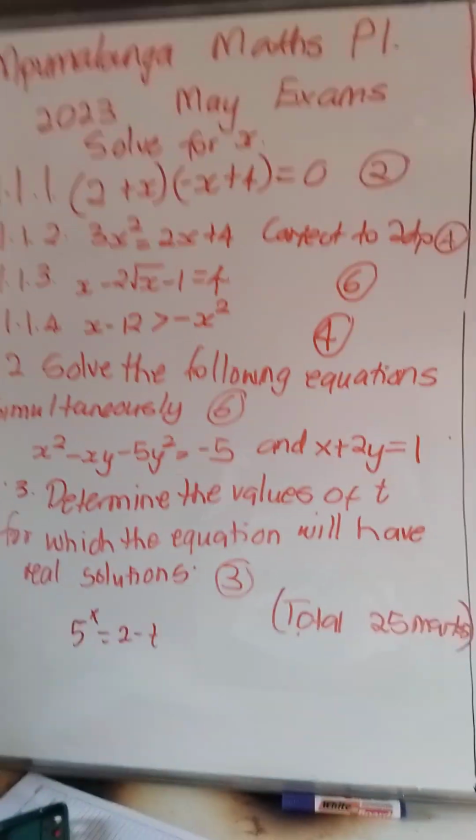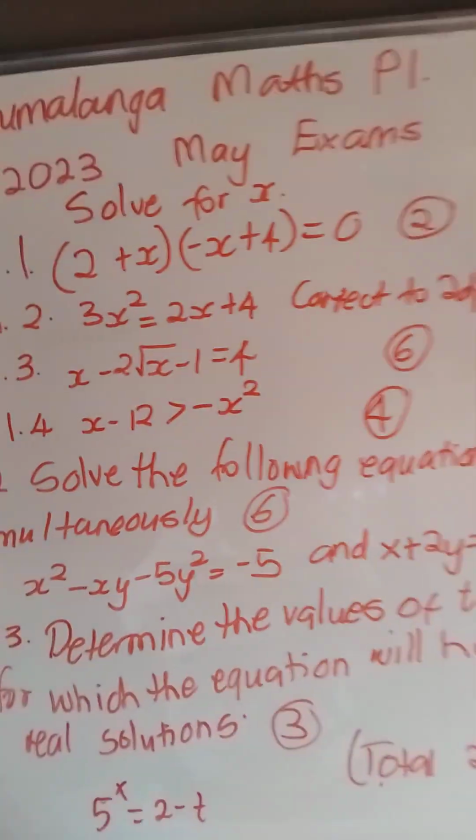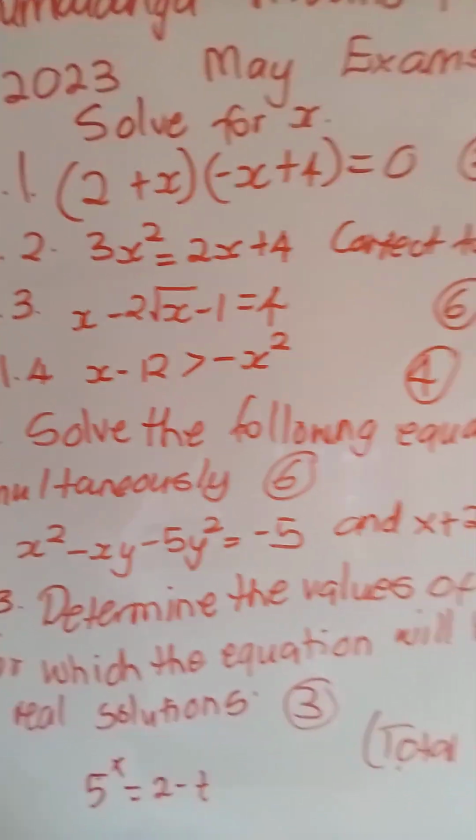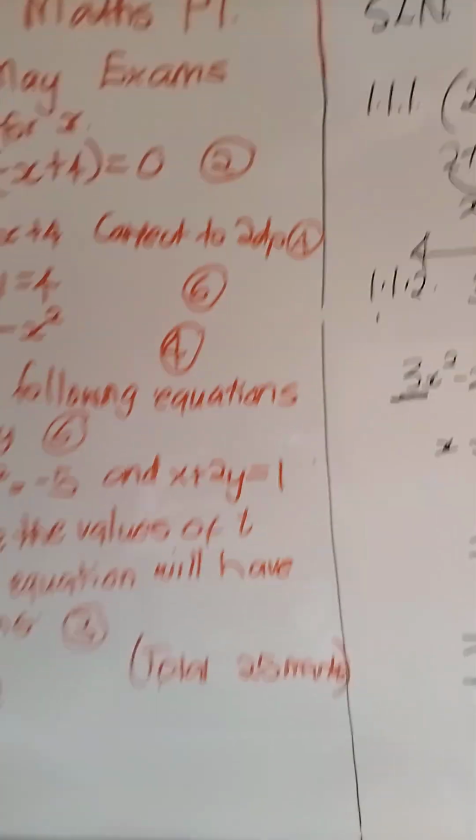2023 Paper 1 for Grade 12s. There is a May exam. So the question says solve for x: (2 + x)(-x + 4) = 0, for 2 marks there.